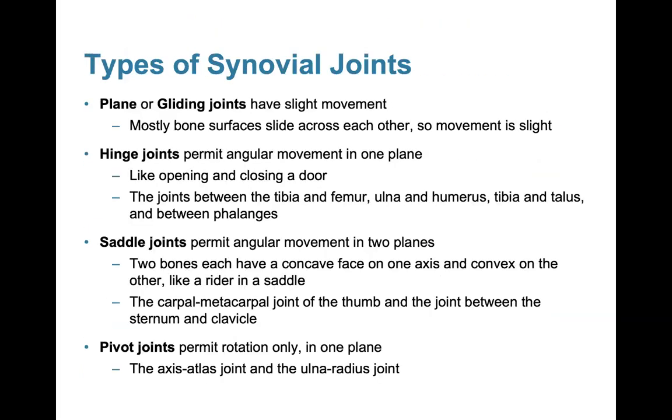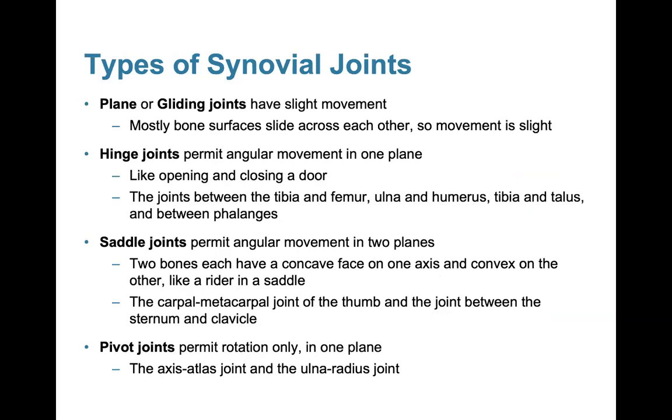So types of synovial joints, we have gliding joints. These have slight movements. Mostly bone surfaces slide across each other, so movement is slight. You have hinge joints. These permit angular movements in one plane. It's like opening and closing a door.